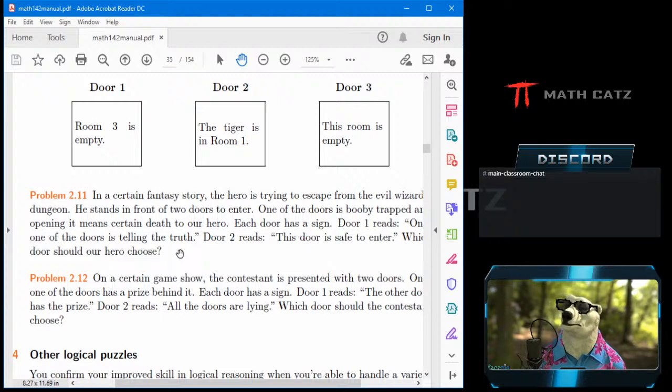But if you are happy with the difficulty of the lady or the tiger, you just want to get test ready, feel free to ignore those. You will not miss anything. Or if you're worried, like, I think I got it, I don't want to confuse myself at this stage, ignore them. Don't look at 2.11 and 2.12. All right.